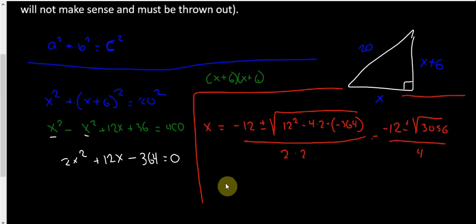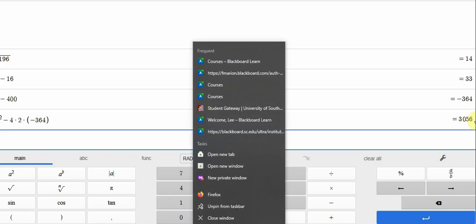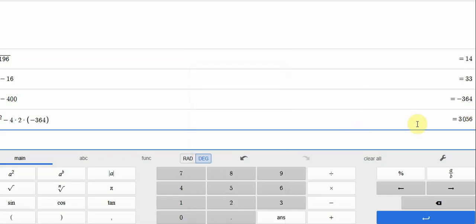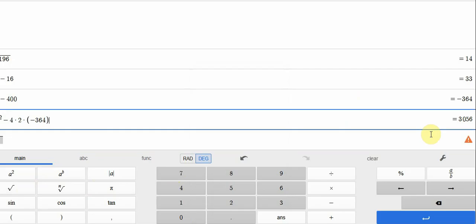Okay, so let's see if we can get both answers here. So we're going to do the negative 12 plus this thing and the negative 12 minus this thing and divide by 4. So back to a calculator. So I need the square root of this thing. So we'll go square root of, oops, I'm typing in the wrong spot.